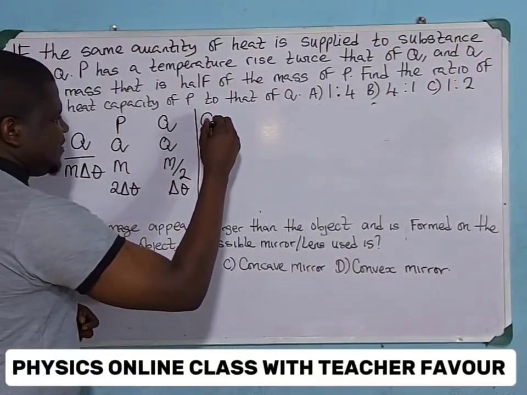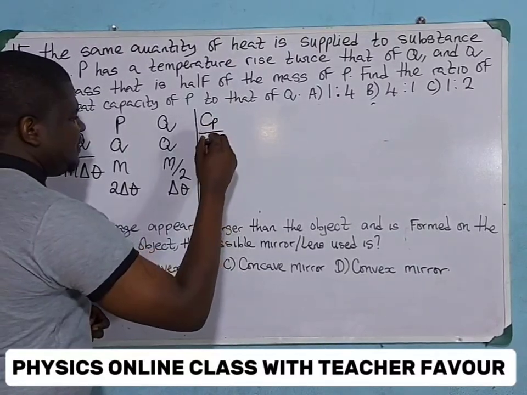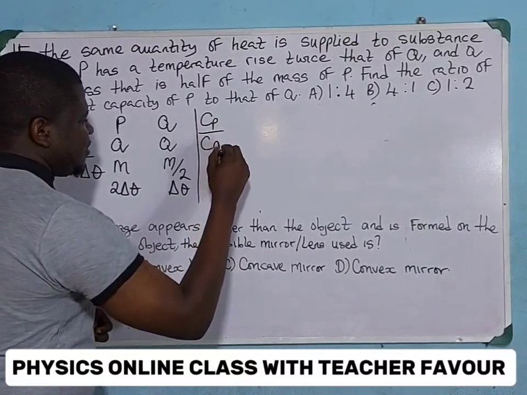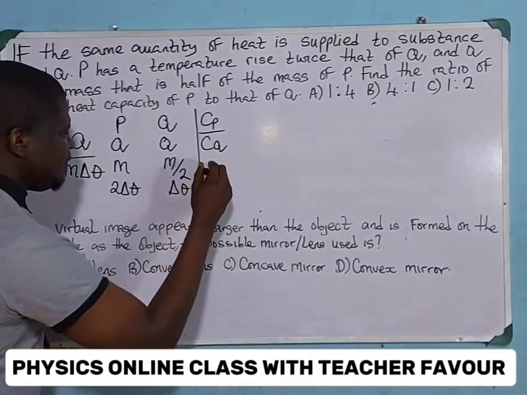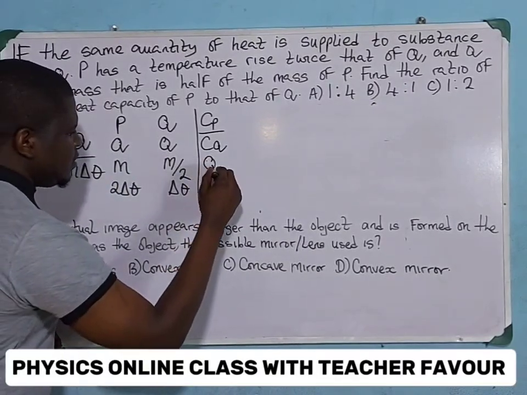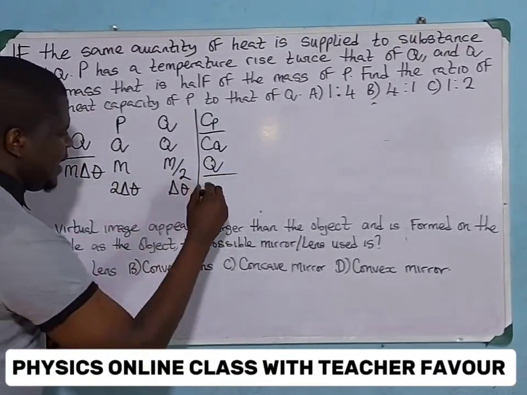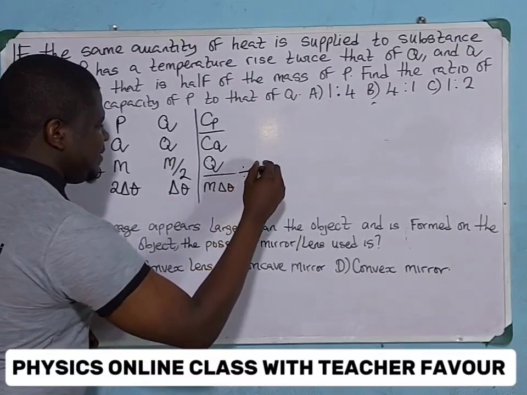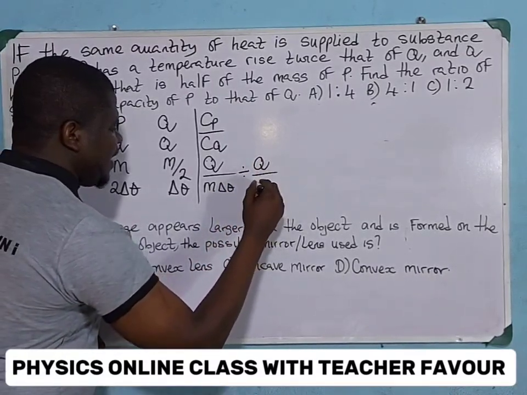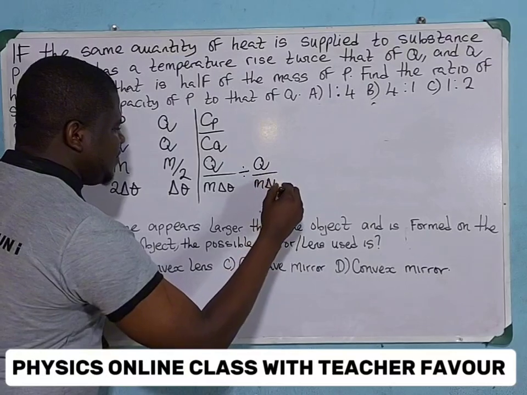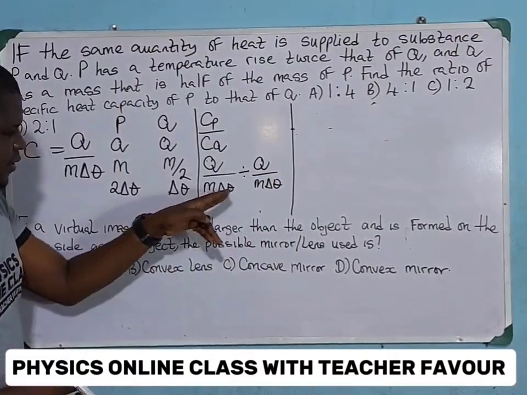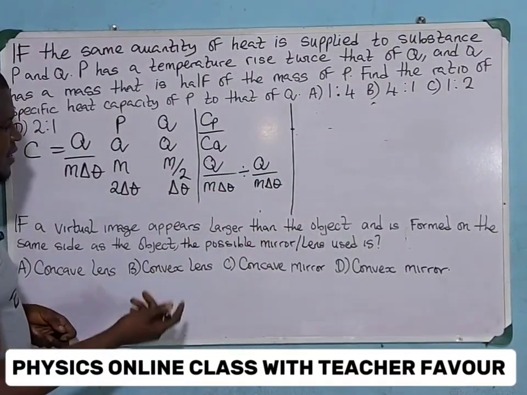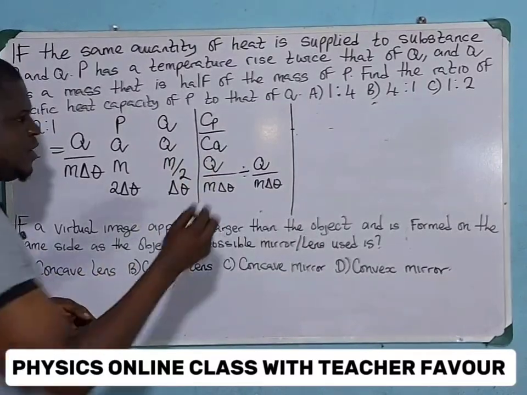We are looking for the ratio of specific heat capacity of P to that of Q. So we write specific heat capacity of P divided by specific heat capacity of Q. We will now have Q over M times temperature rise divided by Q over M times temperature rise. This is for P, while this is for Q. So we can now substitute. They have the same quantity of heat.